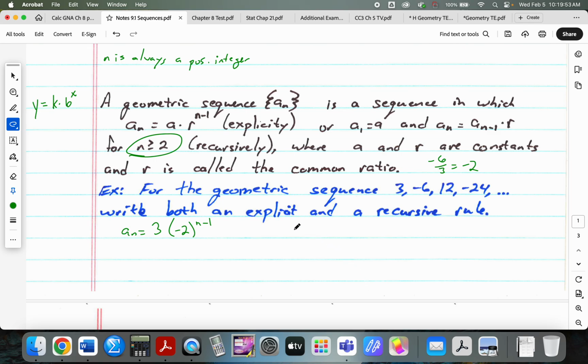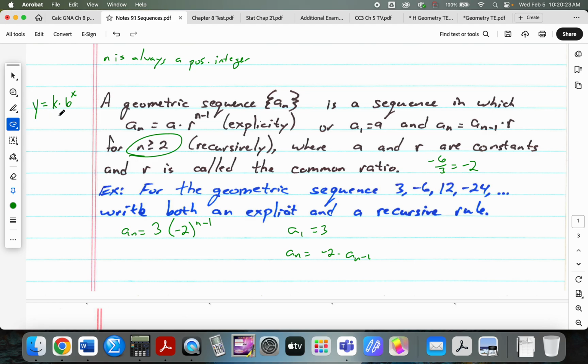And then if we want to do it recursively, we say that a sub 1 is equal to 3, and a sub n is going to be equal to, I usually write the common ratio out in front, -2 times a sub n minus 1. It's -2 times the previous term.